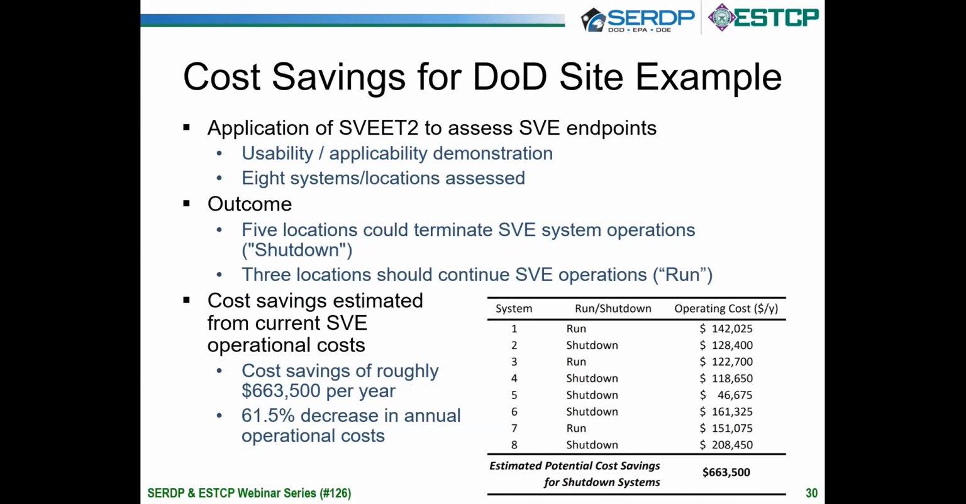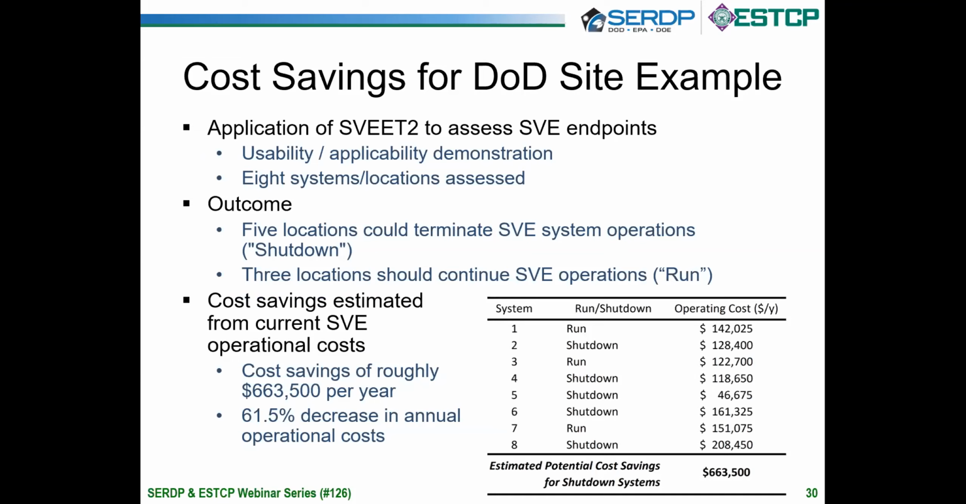So I'll move into some of the benefits here, the primary benefit being cost savings for DoD. We looked at a DoD site as an example for an application of SFEET, assessing SVE endpoints. And this particular site actually has 8 SVE systems that were assessed. So the outcome of the assessment with SFEET was that 5 locations could terminate soil vapor extraction operations, and 3 locations would need to continue operation.